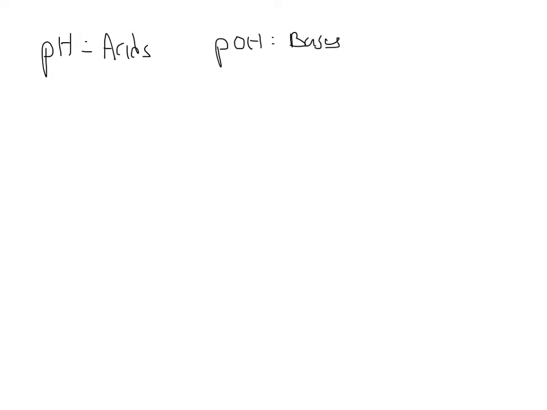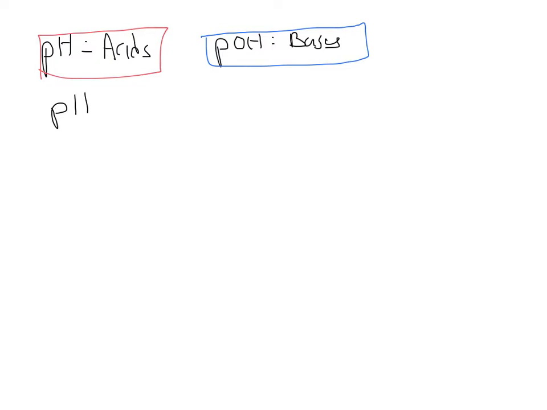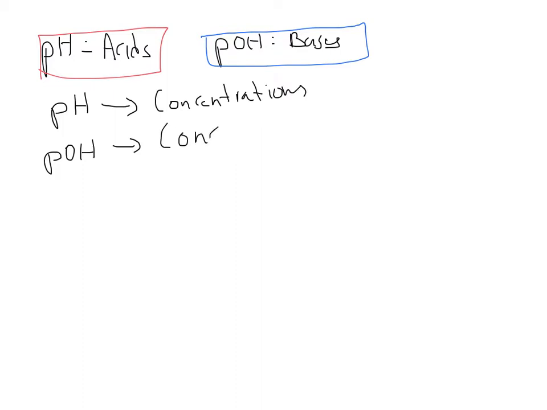I'm going to label acids as red and bases as blue. It doesn't necessarily mean that they belong to those colors. I'm just doing that to be organized. Alright, so the important thing to understand with pH and pOH is if you're given a pH value or a pOH value, these values can be used to solve for concentrations. Write that down one more time.